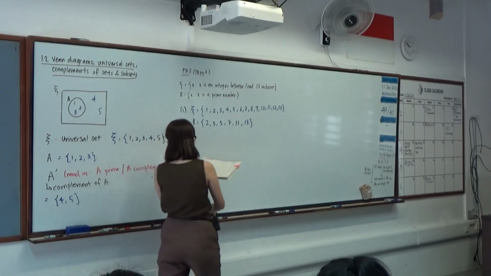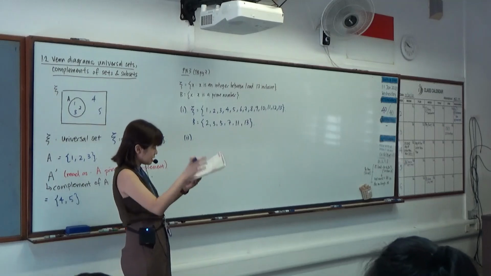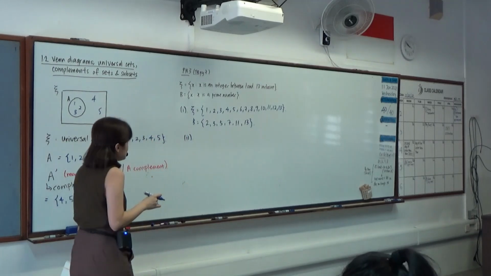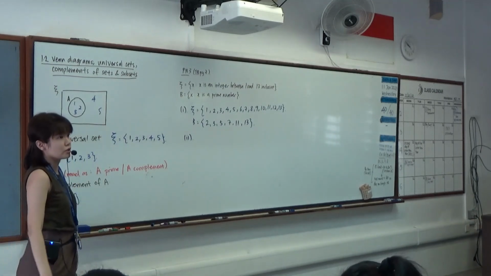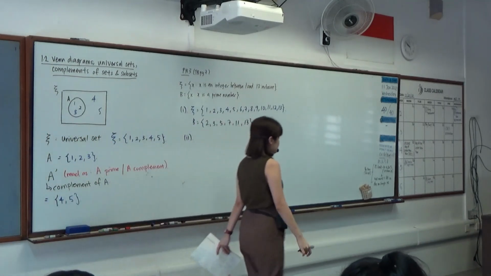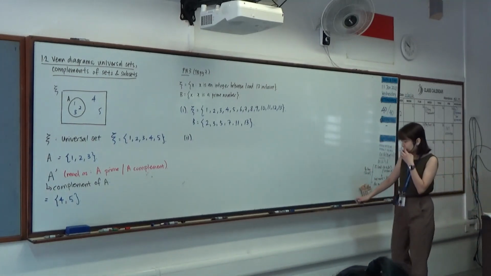Okay, then in part 2, we want to draw a Venn diagram to represent the universal set as well as the set B. By the way, when drawing the universal set, please use a ruler to draw your rectangle. Could you just spend 1 minute or less than 1 minute to draw this Venn diagram, please?